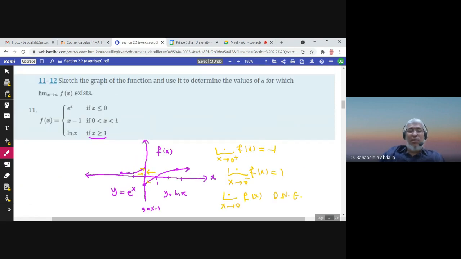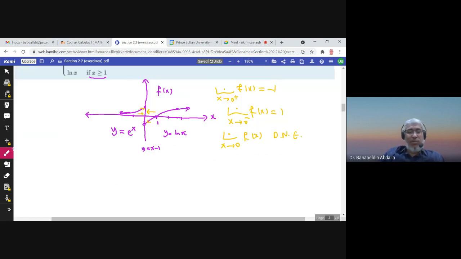He says, use it to determine the values of a for which the limit exists. So the limit exists for all a in R, or real numbers, except a equals 0. The only problem is with a equals 0, the limit does not exist when x approaches 0. Otherwise, the limit exists.